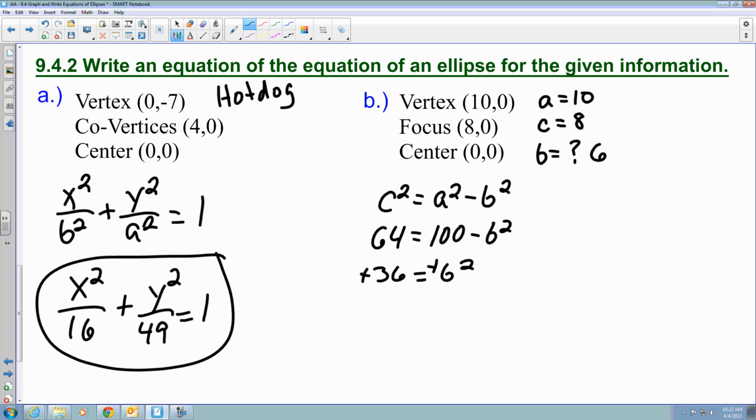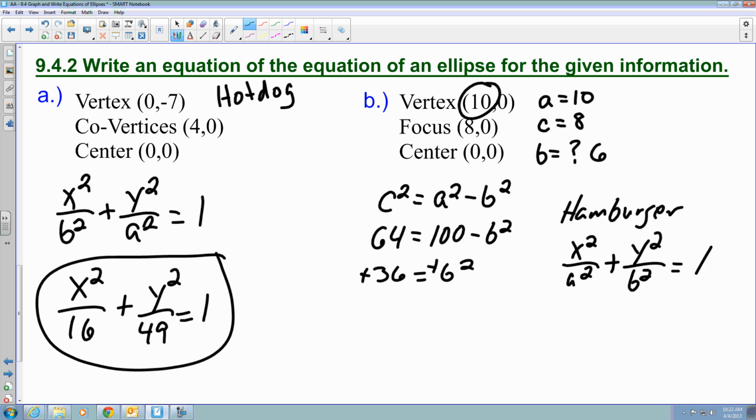And because my vertex is in the x-coordinates, that means I'm going to be dealing with a hamburger ellipse, which is x squared over a squared plus y squared over b squared equals 1. So the equation would be x squared over 100 plus y squared over 36 equals 1.